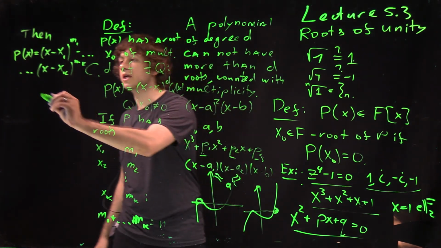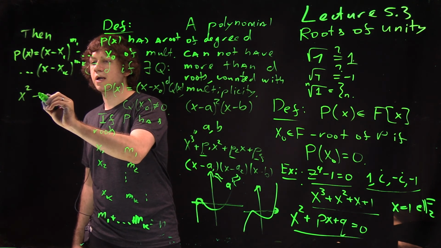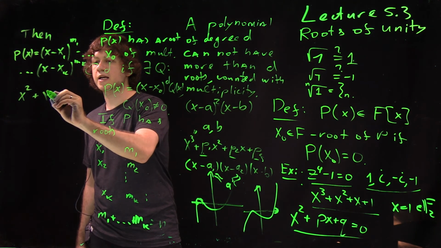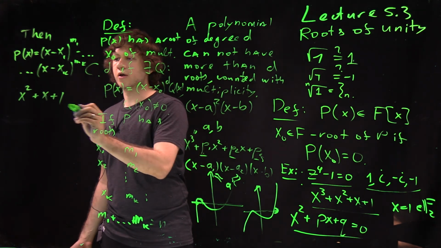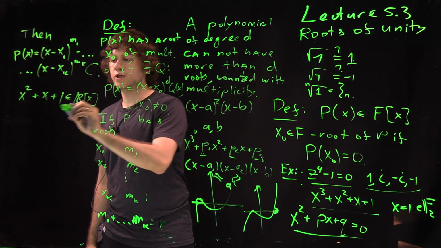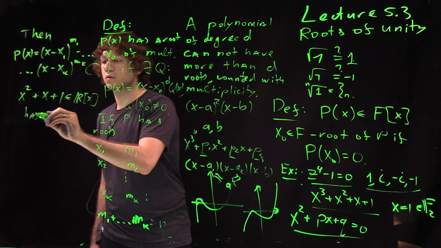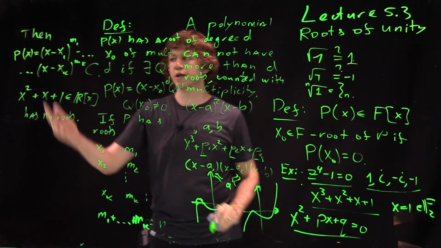For instance, if you take something like x squared plus x plus 1, and you think of this polynomial as a real coefficient polynomial, then it just has no roots. So there is no way to write it down any simpler than that.